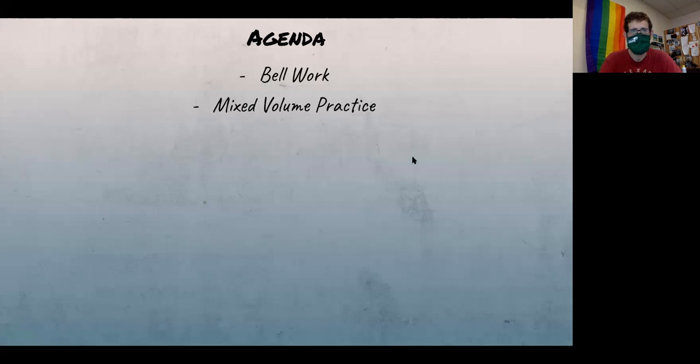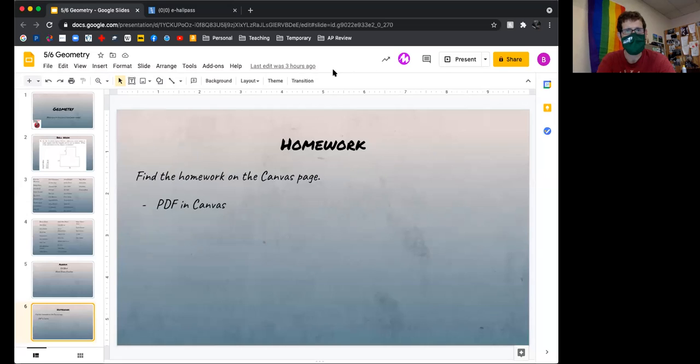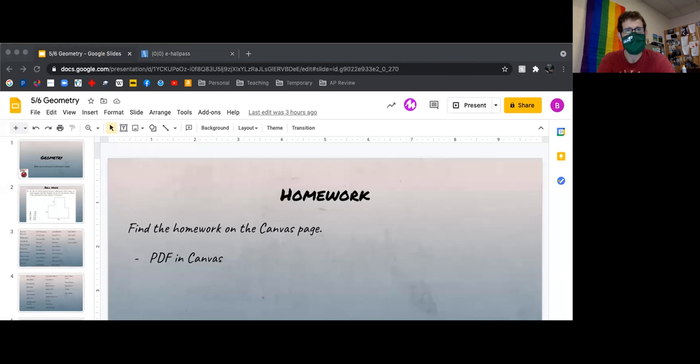So today we're just doing some practice with all the different volume formulas. There's just a PDF, so you'll notice in the presentation I don't have anything else. There is a PDF in Canvas, and I'm going to pull that up real quick. I'm actually going to share this, if I can find it. There we go. I'm going to share this.